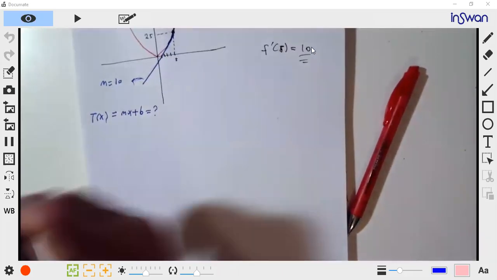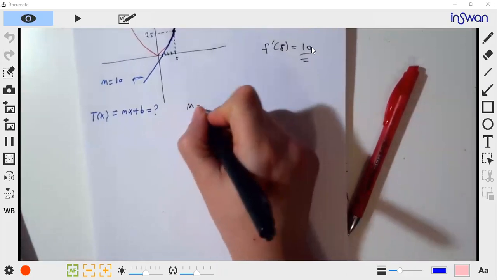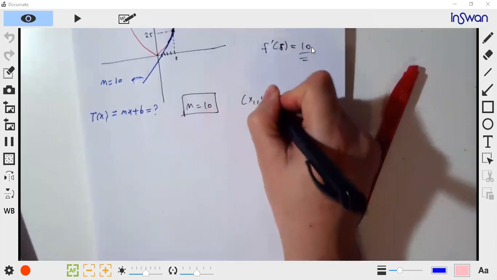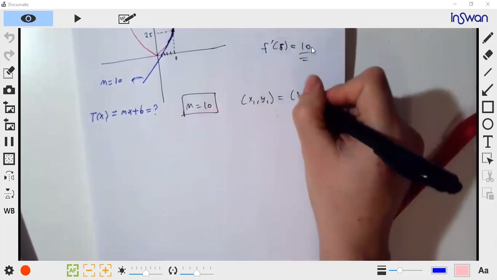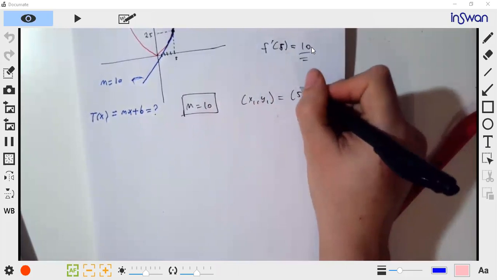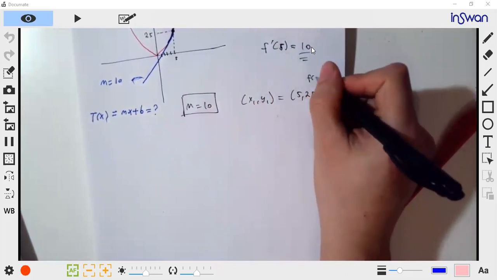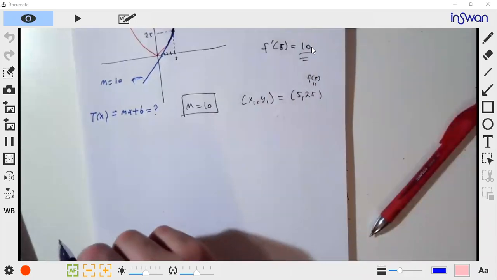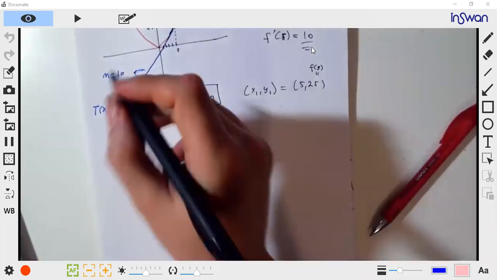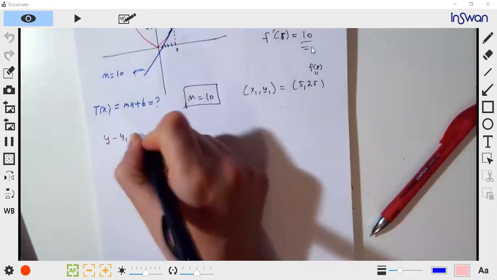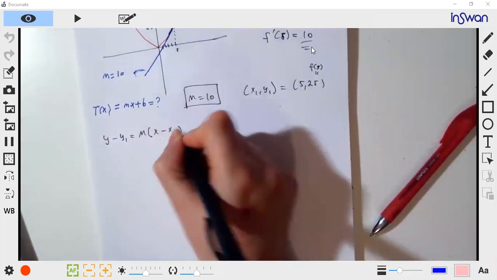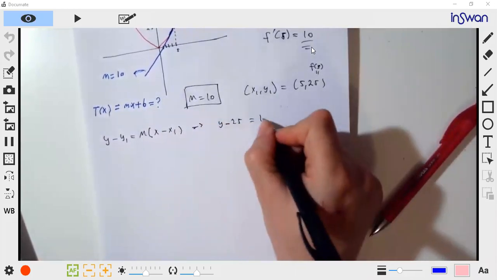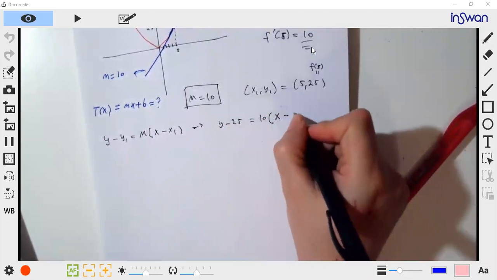Let's discover that. We know what the slope is: m is equal to 10. We also know a point, some (x1, y1), on that graph. It's (5, 25), which is 5, f of 5, which is equal to 25. Okay, so then we can use point-slope form: y minus y1 is equal to m times the quantity x minus x1. That implies we have y minus 25 is equal to the slope 10 times the quantity x minus 5.